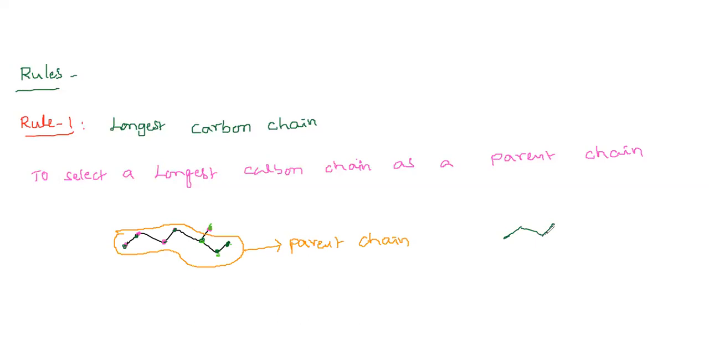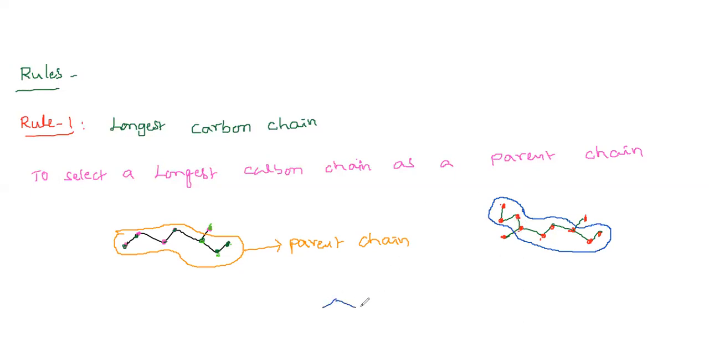For example, I am giving this example. Here 1, 2, 3, 4, 5; 1, 2, 3, 4, 5, 6, 7, 8; 1, 2, 3, 4, 5, 6, 7, 8, 9. So in this case, the 9 carbon system is the parent chain. You have to check all the directions, and the one which has more carbons, you have to consider as the parent chain.